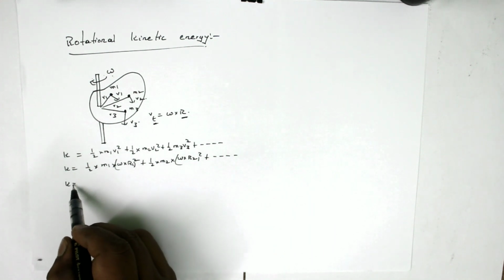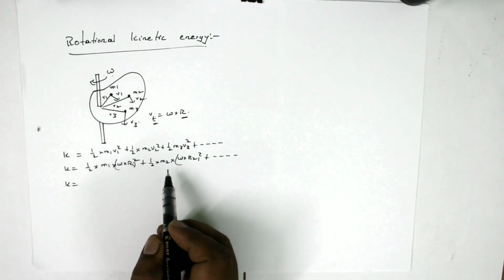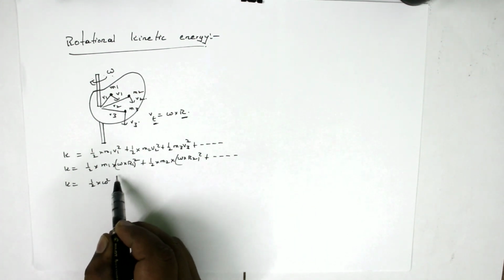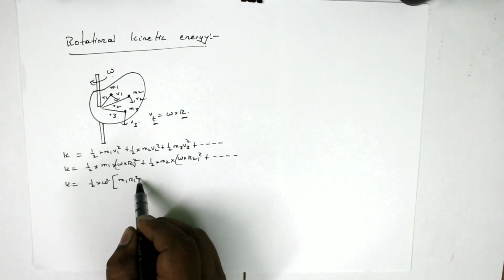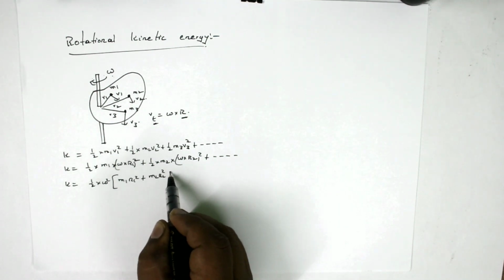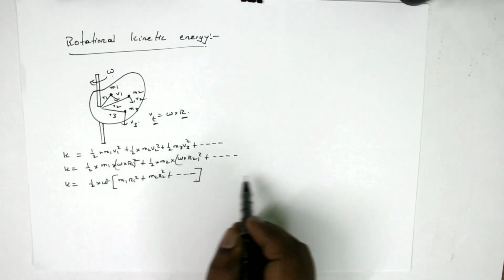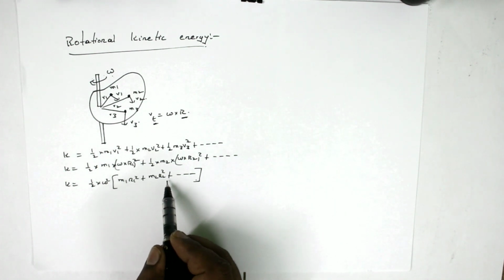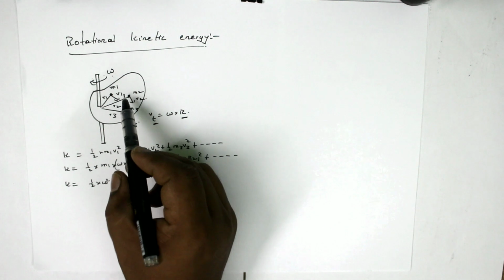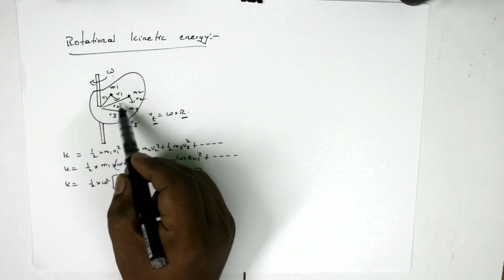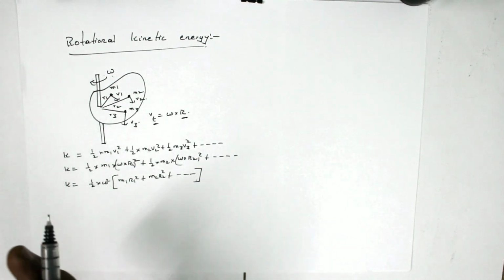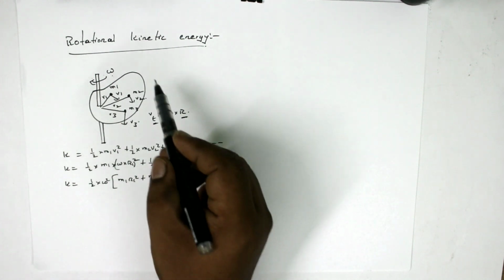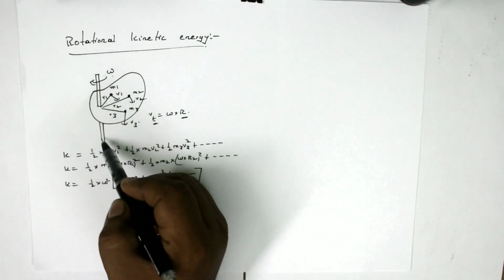So like this, K equals, now if I see the terms which are common, half and omega square are common. If I take them common, half into omega square into m1 r1 square plus m2 r2 square plus so on, up to the total number of particles. Now m1 r1 square and m2 r2 square are nothing but the moment of inertia of individual particles around this axis of rotation. So if I add the moments of inertia of all these particles, I will get the total moment of inertia of this total rigid body around this axis.